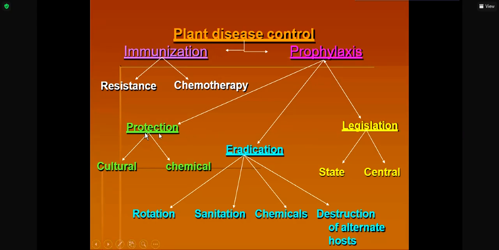You can see here: protection, that is, after infection of the plant, we have to take care of the plant. Then eradication, that is, complete destruction of the disease-causing element from the plant, from the soil, or from the environment. Eradication can be done by a number of methods. You see here crop rotation. If we cultivate the same crop in the same field year after year, then the incidence and severity of the disease increase.